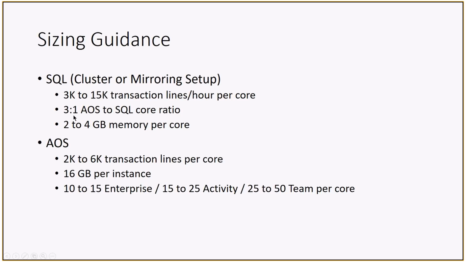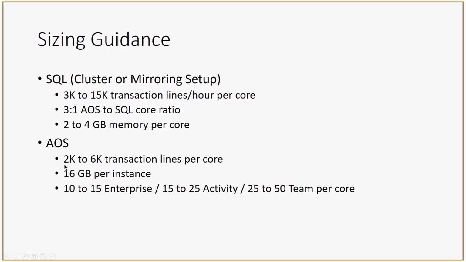Typically, we see a 3:1 AOS to SQL ratio, but if the customer is heavy on batch jobs and batch processes, then you may want to look at a 2.5:1 AOS to SQL ratio, or maybe 2:1 AOS to SQL ratio, and anywhere between 2 to 4 gigs of RAM per core. This sizing is per core, and you will then have to convert the cores into the number of VMs and things like that from there.